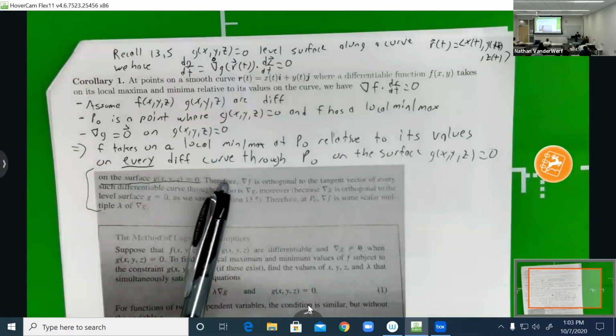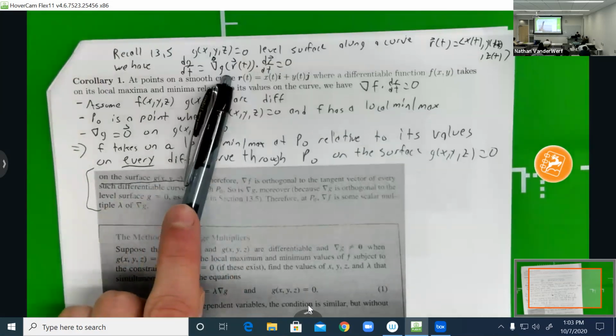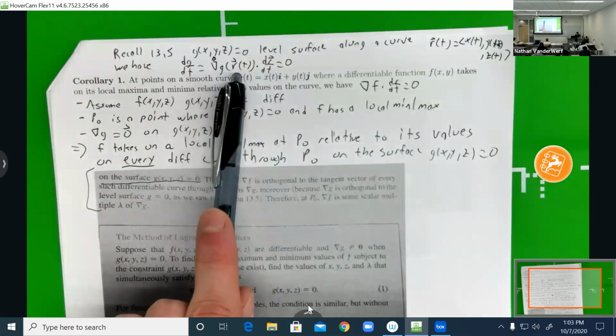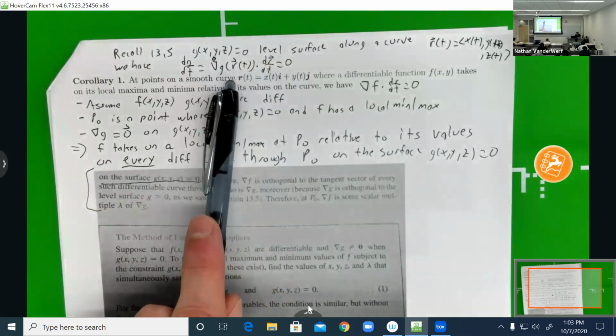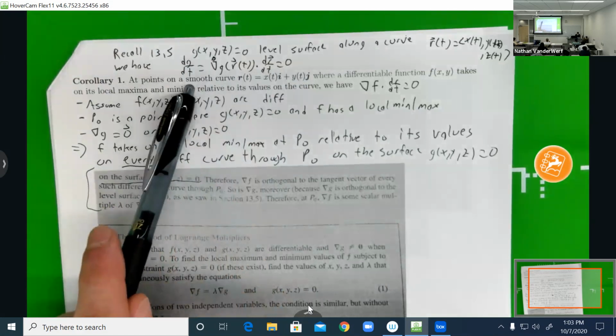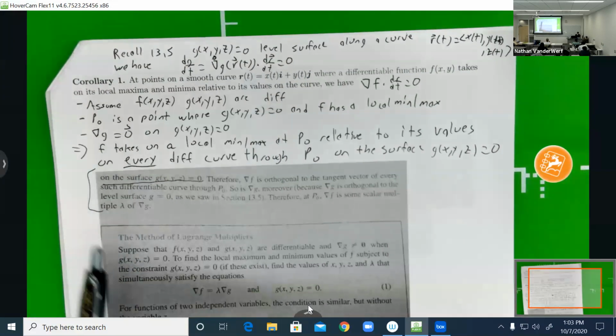Delta g is also orthogonal, but for different reasons. Not because it's a local min or local max on f, but because it's a level surface equal to 0. Any curve that goes through it is going to satisfy dg over dt is 0, and you're going to get this orthogonality.